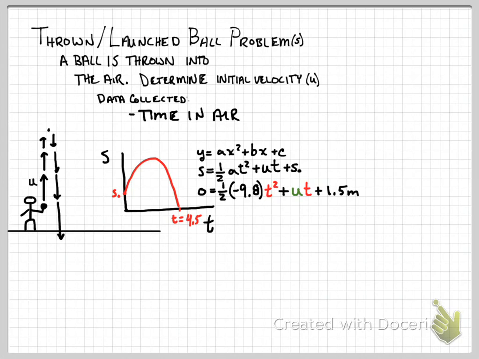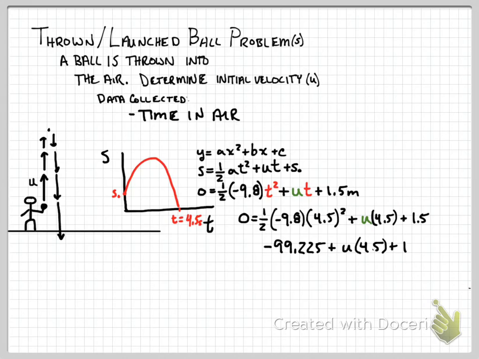Our constants are gravity of negative 9.8. We are going to assume that we are throwing it from a height of 1.5 meters, shoulder height on an average high schooler, and our landing point is going to be the ground, or 0 meters. If we plug in our 4.5 seconds, we can see that our u is the only term that is left.